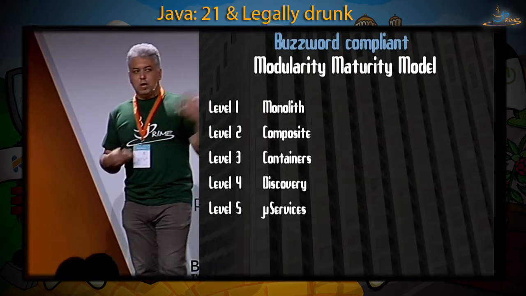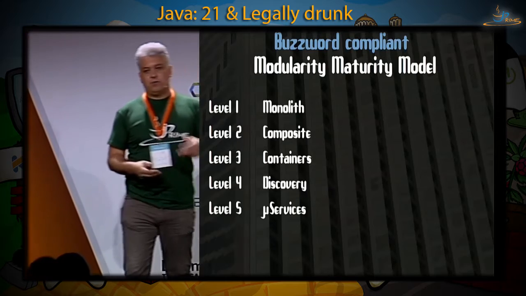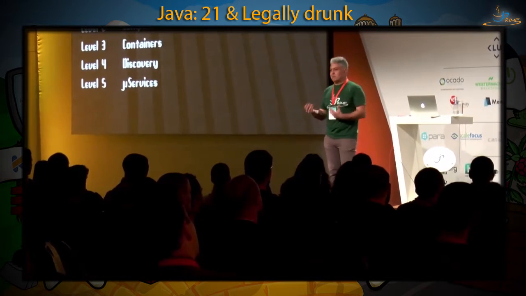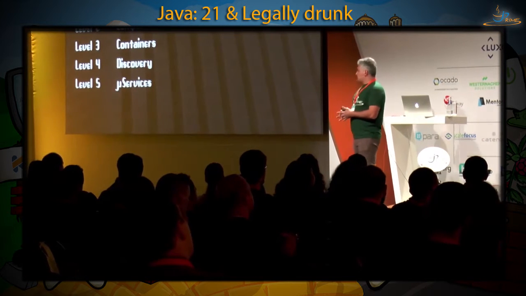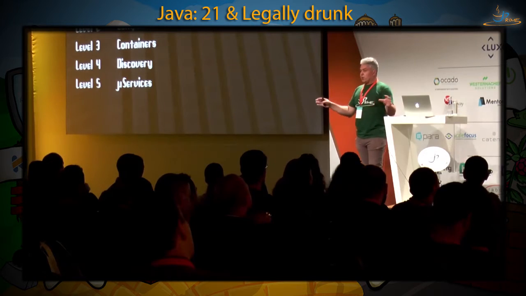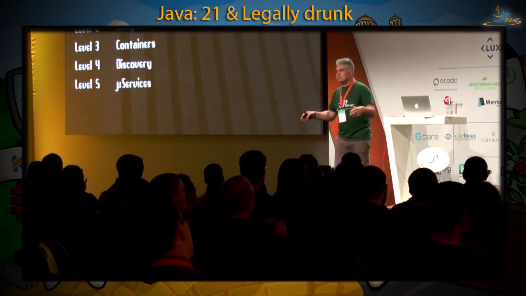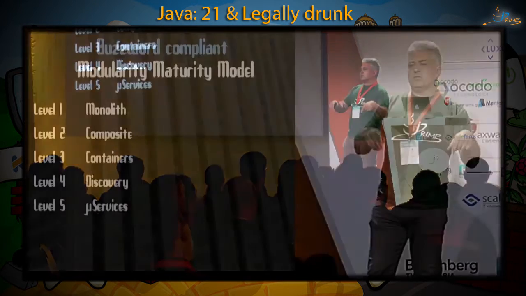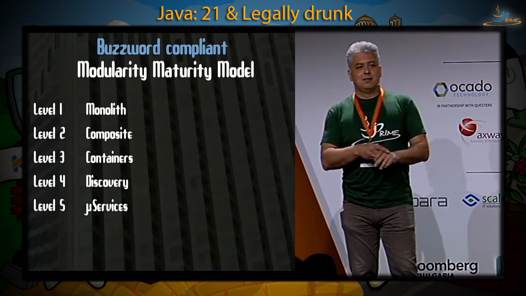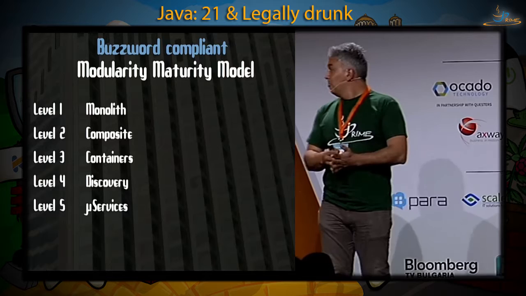Which obviously leads you to level 5, where as soon as you start distributing those things, you need to discover them somehow. And at the end of the day, when you're done with all this, you start doing what? Microservices, obviously, right? Anyone in this room who has not heard about microservices yet? I know, you're ashamed to admit.